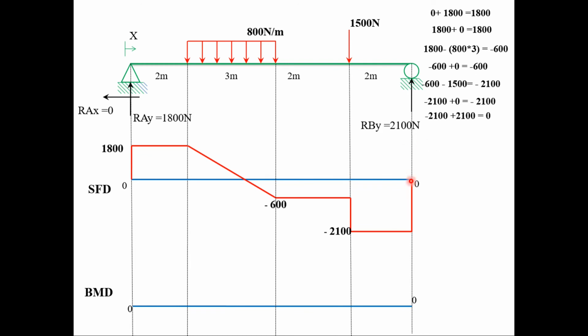So the next step is to locate points of 0 shear. So the point of 0 shear is at this point. So we will use similarity of a triangle to determine this y value. So using rise over run, the rise is 1800 plus 600, it will give us 2400 divided by the run is 3 meter, which is equal to 1800 divided by y. So y will be 2.25. So 3 minus 2.25, it will give us 0.75 meter.